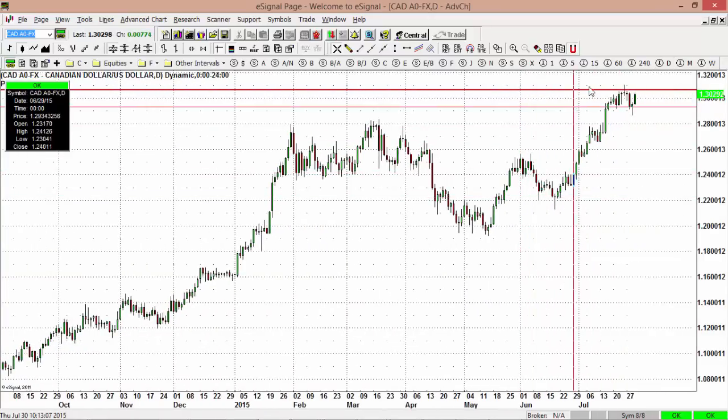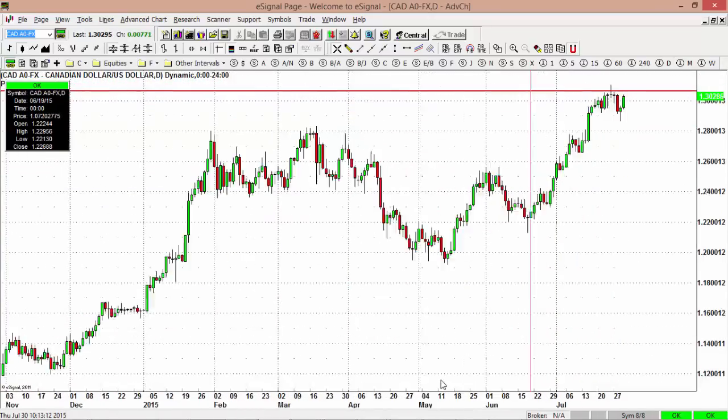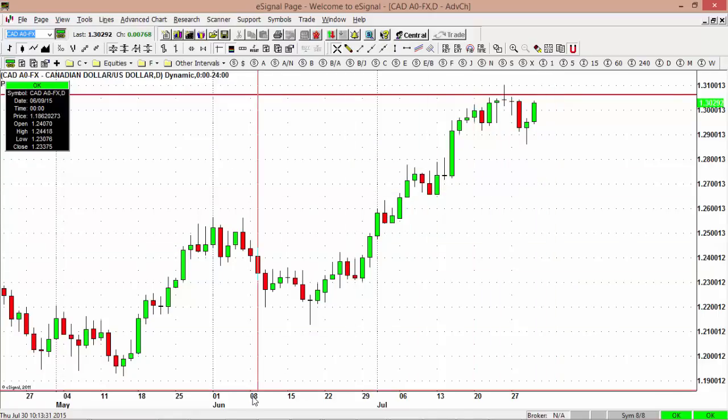And we see that the market traded up to the resistance level. Let me just increase the size. The market traded up to this resistance level, came down, and is coming back up again. So we're just waiting to see if the market can close above this 131 level, which would be fairly bullish for the US dollar versus Canadian dollar.